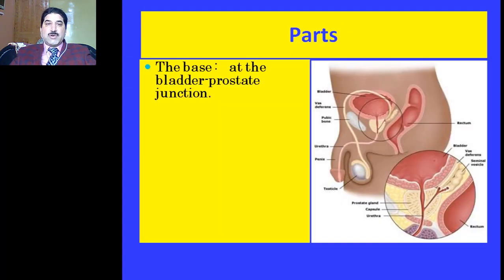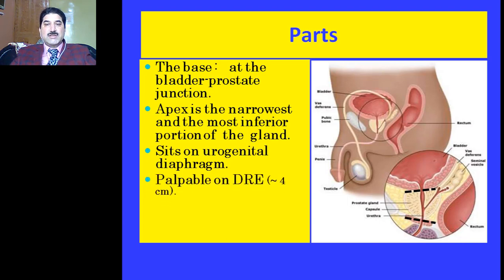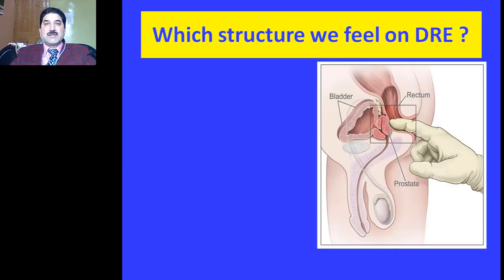Parts of the prostate. The prostate has a base which lies at the bladder-prostate junction, as shown by this black dotted line. It has an apex, which is the narrowest and most inferior portion of the gland. The apex sits on the urogenital diaphragm, again shown by this black dotted line. Palpation of the prostate can be done on a mannequin or in a patient. This procedure is called DRE, or digital rectal examination. What is DRE and which structures can we feel on DRE? DRE stands for digital rectal examination.